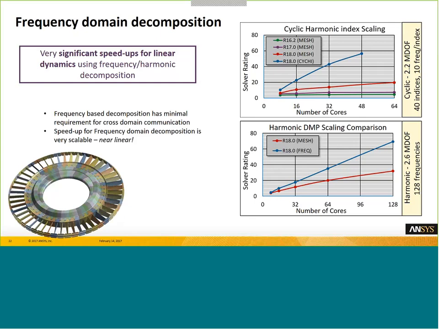And for harmonic analysis below, we're just comparing the frequency-based decomposition versus the mesh-based decomposition. Again, both of them scale pretty nicely. So even if you do nothing and you don't adopt this new approach, you're still seeing a nice improvement. If you are able to switch to frequency-based decomposition, though, it's nearly twice as fast as the improvement we get over the mesh-based. So some very nice speed ups there available to us in 18.0.